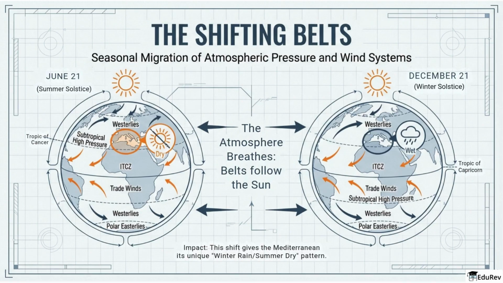And that shift has real outcomes. Example given here is the Mediterranean pattern. Winter rain and summer dry happens because the wind/pressure zones shift so that westerlies and cyclonic activity dominate in winter, but subtropical highs dominate in summer.